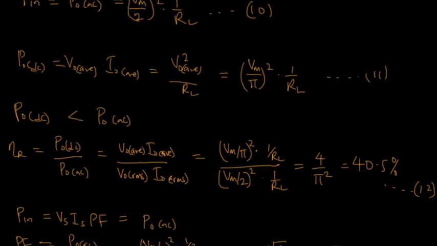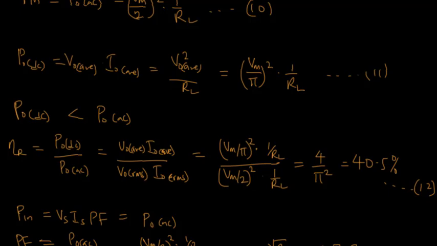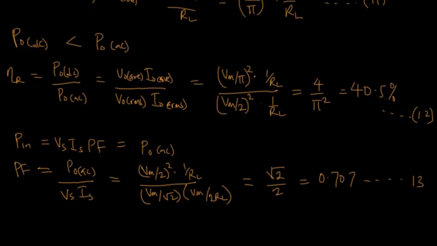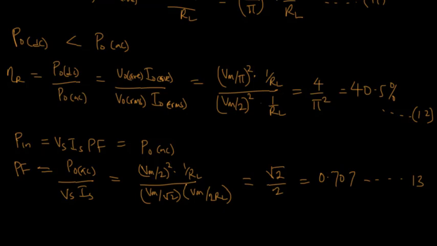And then we got the expression for the rectification efficiency. The rectification efficiency for a single phase half-wave rectifier is simply 40.5%. And finally, we derived the expression for the power factor. The power factor for a single phase half-wave rectifier gives us 0.707. In a subsequent class, we are going to solve some problems of half-wave rectifiers and see how these equations we just derived can assist us in solving those problems. So that is all for this class. See you in our next class.